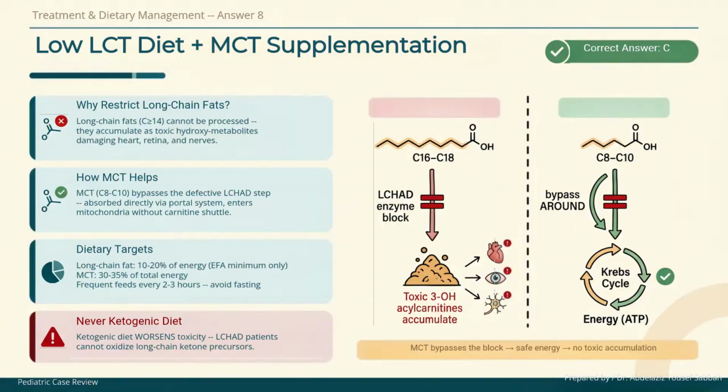The correct answer is option C. A low long-chain triglyceride diet with medium-chain triglyceride supplementation. Long-chain fats, those with 14 or more carbons, cannot be processed in LCHAD deficiency, so they accumulate as toxic hydroxy metabolites that damage the heart, retina, and nerves. Medium-chain triglycerides, the C8 to C10 fats, bypass the defective LCHAD step entirely.